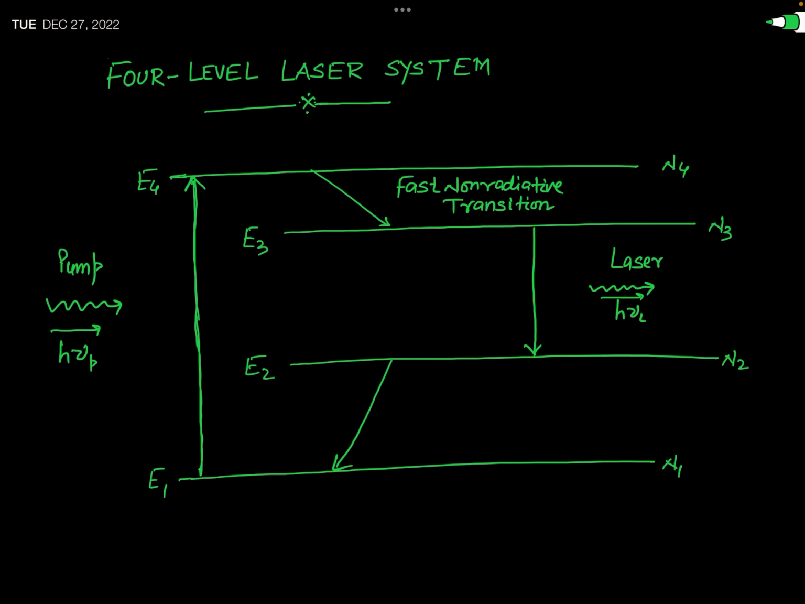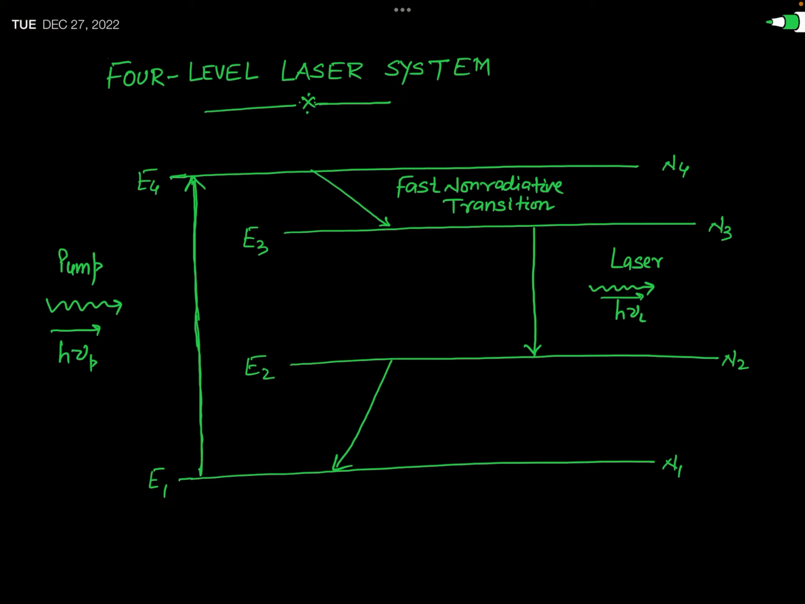In the previous lecture, we discussed in detail the three-level laser system. And today, our aim is to describe a four-level laser system. As you know, a three-level laser system is found in the case of a ruby laser. But when you study the helium-neon laser and the Nd-YAG laser, you will see that we need a four-level laser system for achieving the population inversion.